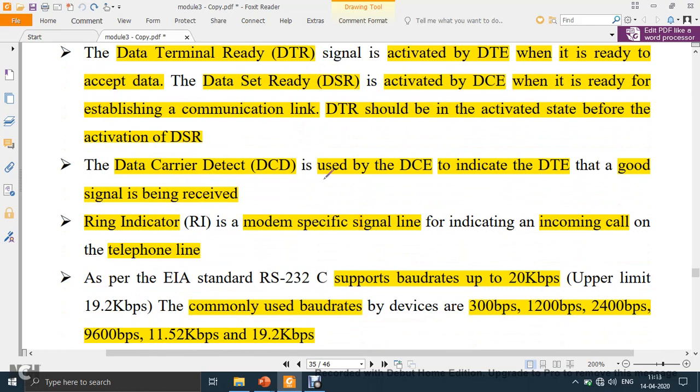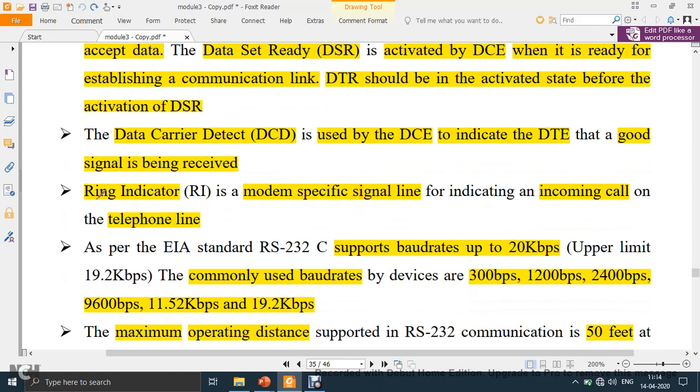Next is data carrier detect, DCD. It is used by DC, the responding device, not the initiating device, to indicate to DT that a good signal is being received. Once you establish a communication link, it is necessary that the link is good enough so that a better signal is being received. That is detected by raising the DCD signal.